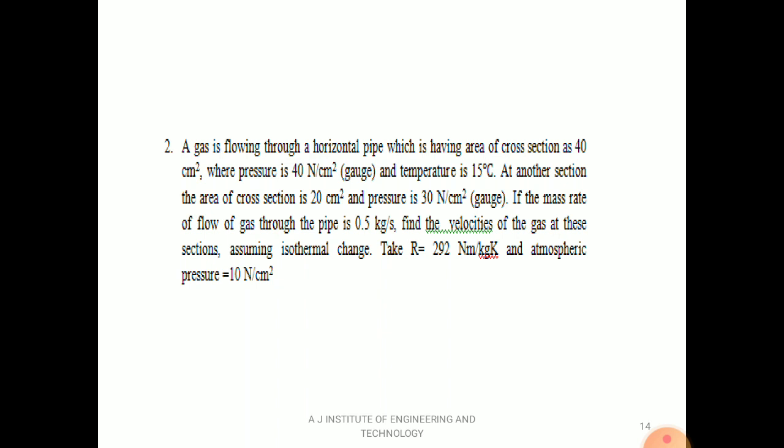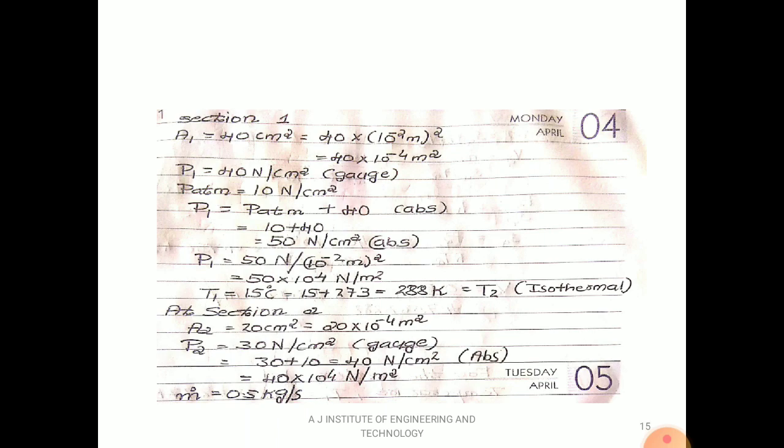And take R equal to 292 Newton meter per kg per Kelvin. So R is the gas constant, and atmospheric pressure P atmosphere is given as 10 Newton per centimeter square. You are supposed to find V1 and V2 at section 1 and 2 respectively. Now let us go for solving the problem. Before that, we can write down the given data for section 1 and section 2.